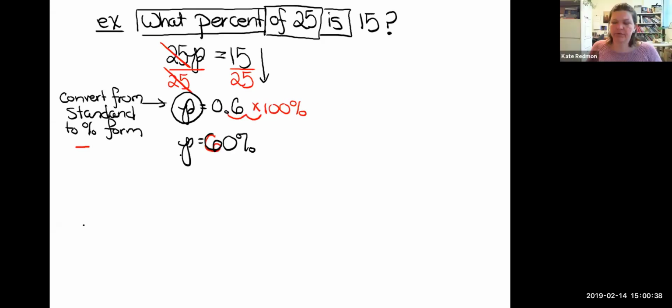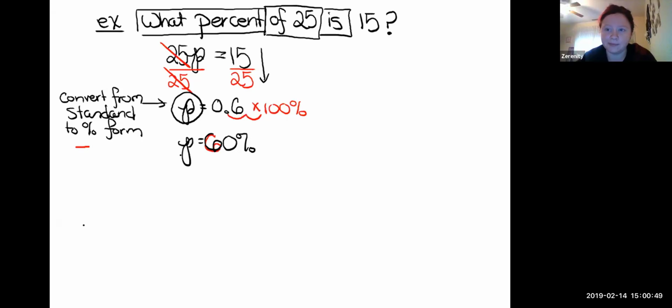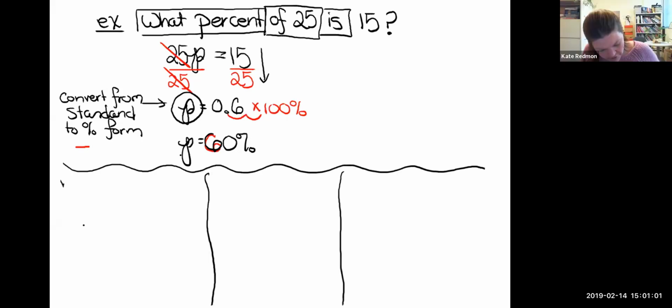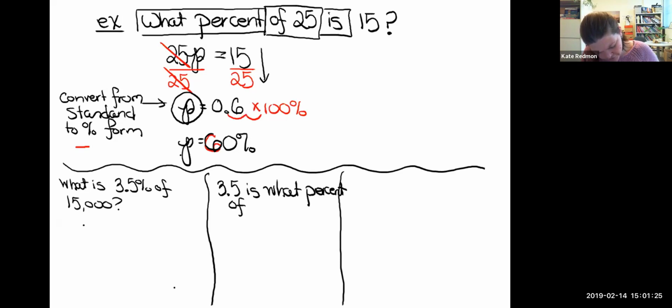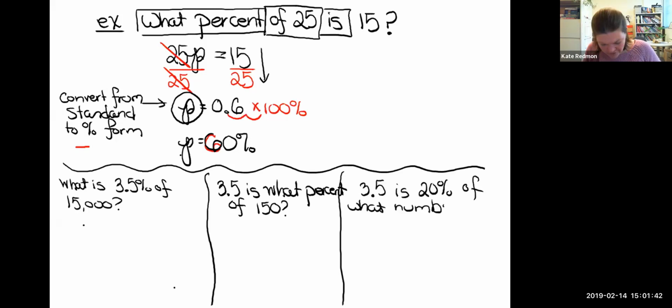So the only way it could really get trickier, Serenity, is if I start mixing up those three kinds of problems that we just looked at. So let's try it. Let's mix them up. Okay. So what is 3.5% of 1,500? We'll deal with 3.5 is what percent of 150? And we'll say 3.5 is 20% of what number? Okay, all the concepts we learned today mixed up, but they all can be dealt with direct translation.